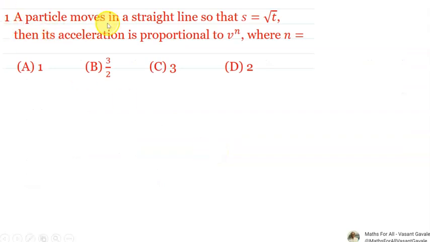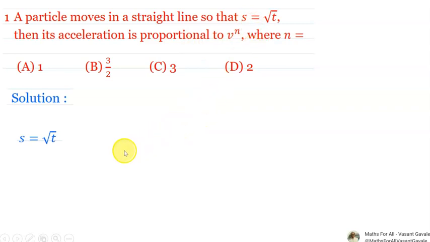A particle is moving in a straight line so that s is equal to root of t. Then its acceleration is proportional to v raised to n, where n is equal to: first option A 1, B 3 by 2, C is 3 and D is 2. Okay, now see this here.